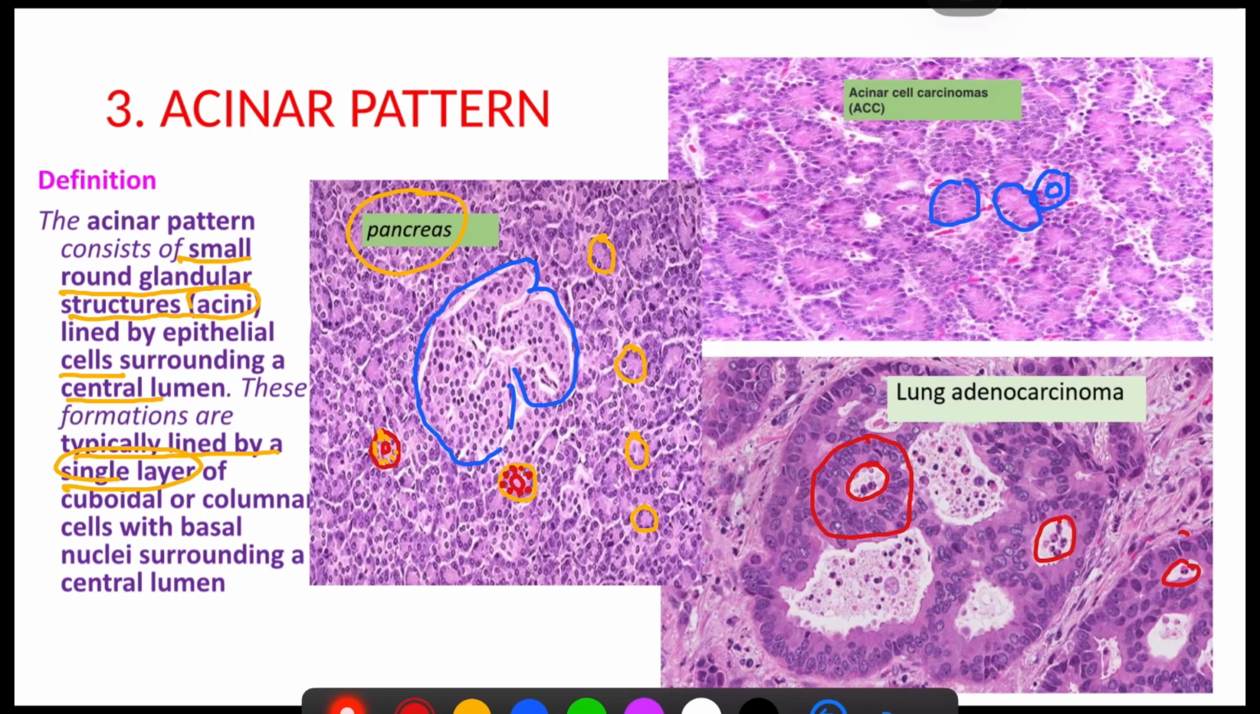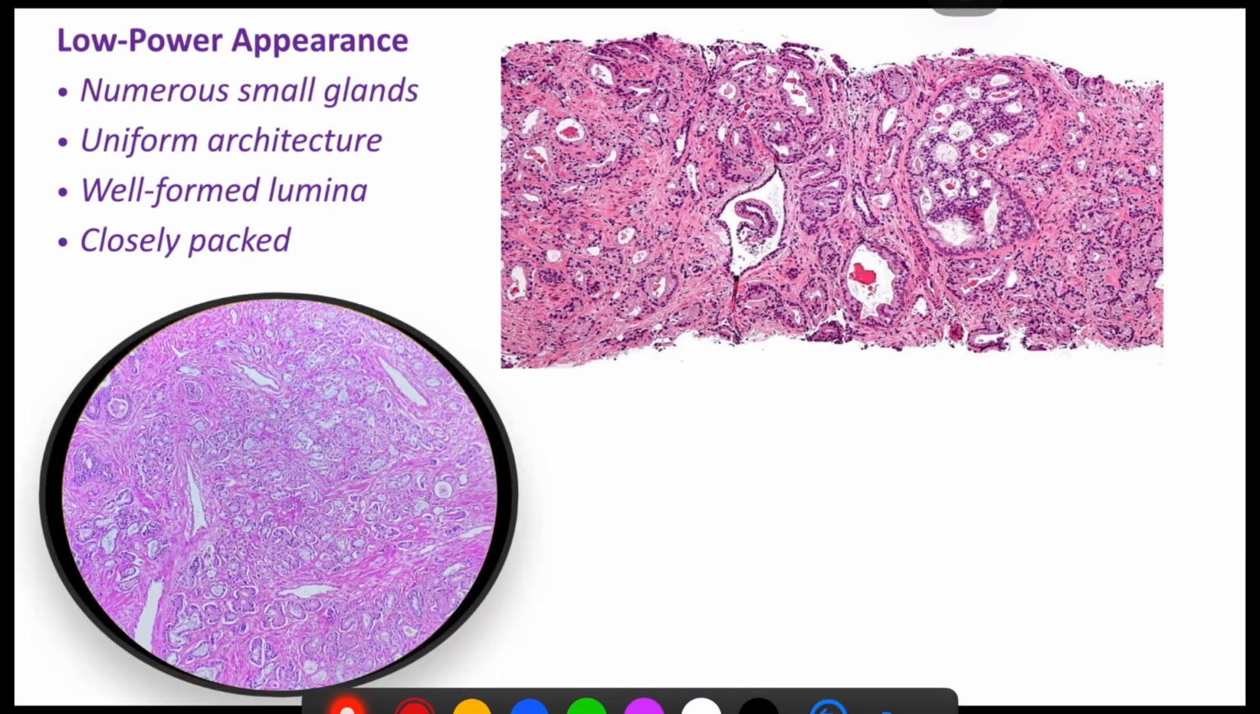Yes, whenever you say pattern name, there must be a repetitive pattern. So multiple areas show a similar pattern, and you can describe this as a particular pattern. So if you find multiple acini, then it is acinar pattern.